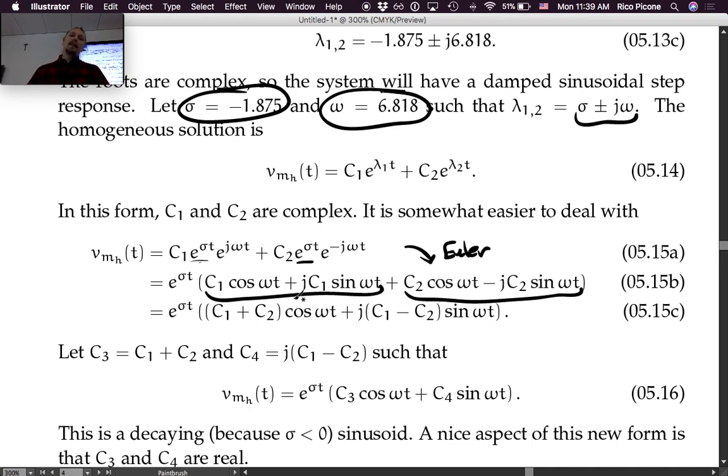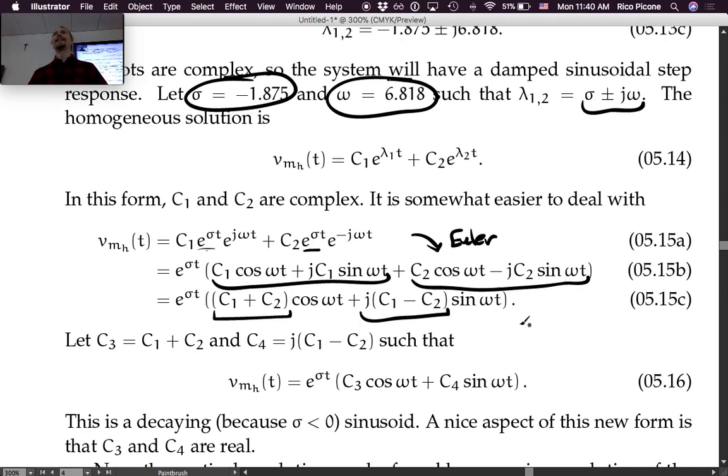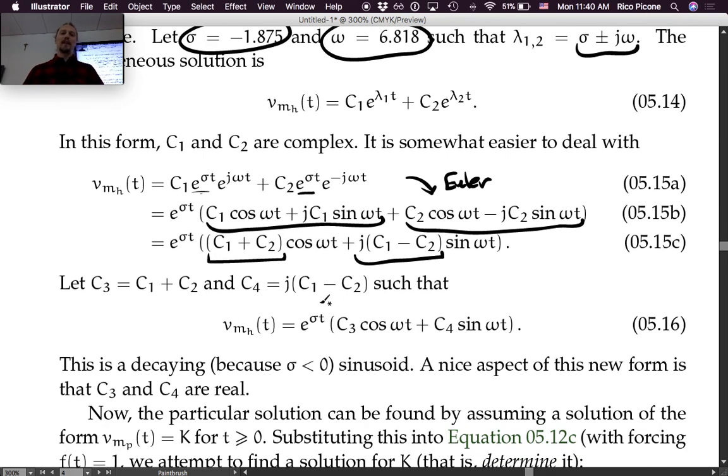And then we're going to do something surprising. We're going to say, okay, I'm going to call this a new constant, C3, and I'm going to call this a new constant, C4. No reason not to. They're both constants. C1 and C2 are complex. Turns out that C3 and C4 are real, which is convenient. And you get this form here, VMH equals this. Now, this is probably the one you guys used in your differential equations class. But I don't know if you guys saw the derivation of it, but it's good to do that.